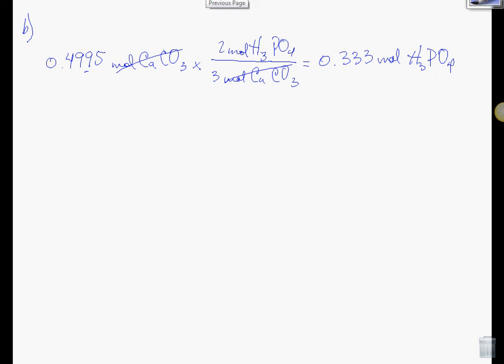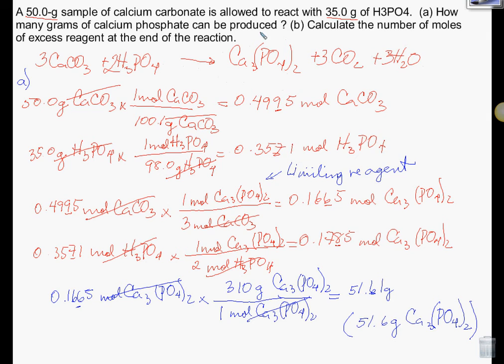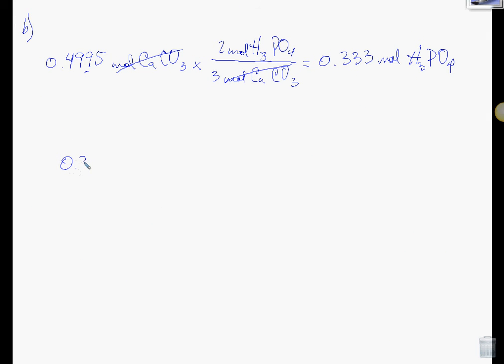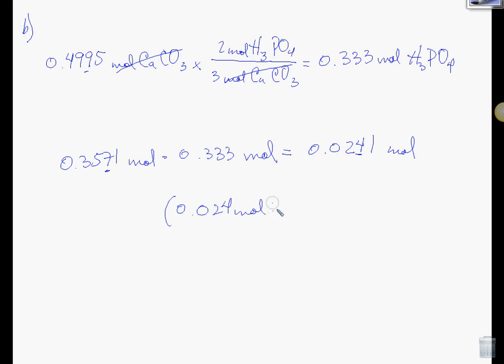But now, what is the amount that we actually have? We have 0.357 moles. So to get the excess, we have 0.3571 mole minus the amount that we actually use, 0.333 mole. And that's going to give us the excess. That's going to be 0.3571 minus 0.333. We get 0.0241 mole. That is approximately 0.024 mole in excess. Now you can play this video over and over and over again.